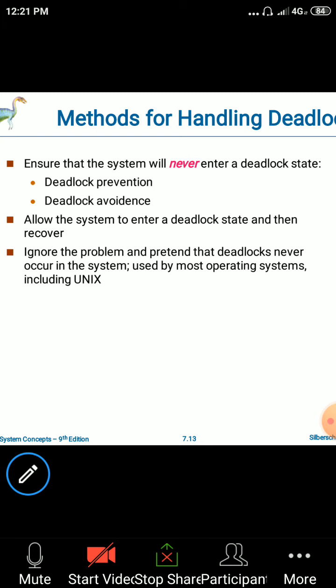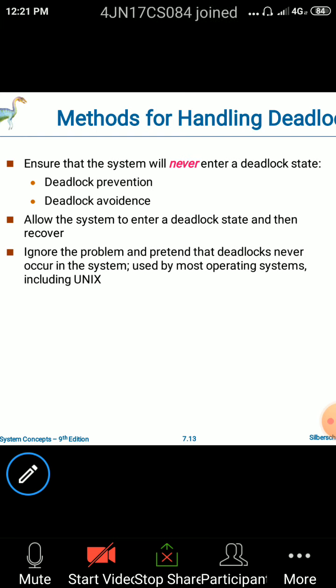So we'll concentrate on how we can use these methods in order to avoid deadlock, or how we can ensure that one of these conditions will not hold. These methods we discuss under the deadlock prevention algorithm.